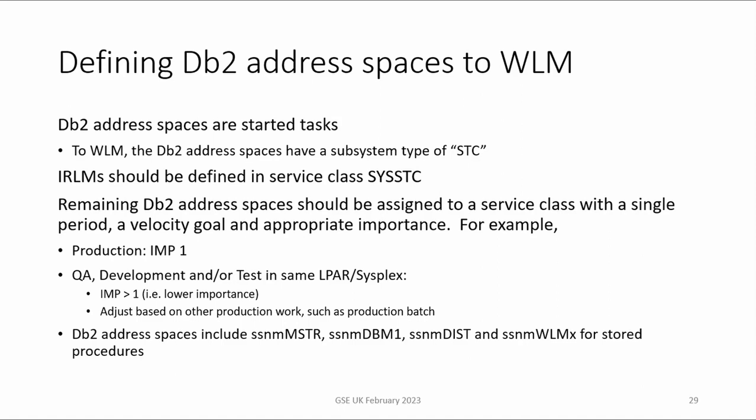Similar things happen with CICS, right? You can't have the CICS transactions have higher goals than the CICS regions, because the CICS regions have to be running for the transactions to do anything. And then QA, develop, or test, if they're in the same LPAR or sysplex, will be some importance greater than 1, i.e. a lower importance. And then, of course, the argument becomes, is QA work more important than production batch or not? I can't answer that. And what I'm talking about for these Db2 address spaces is master, DBM1, DIST, and the WLM stored procedure address spaces.